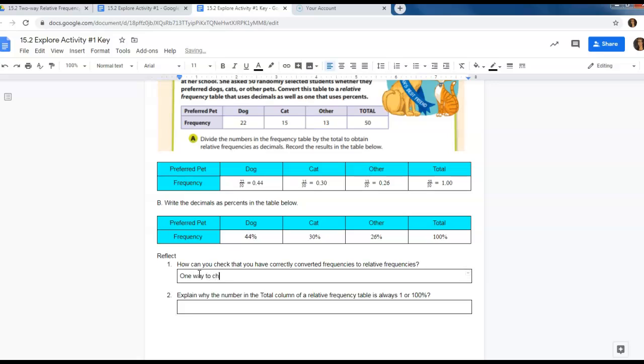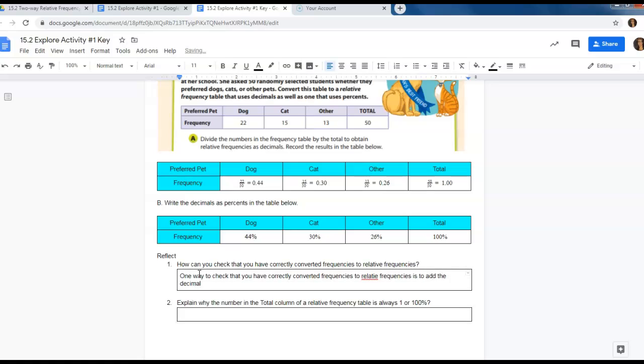One way to check that you have correctly converted frequencies to relative frequencies is to add the decimals and see if the total gives you 1. That's all.